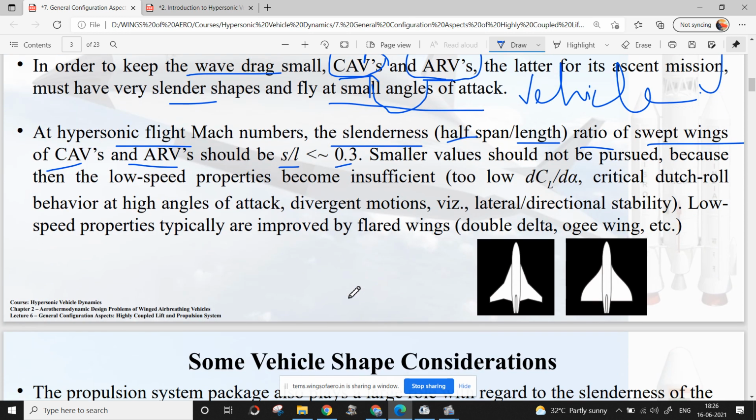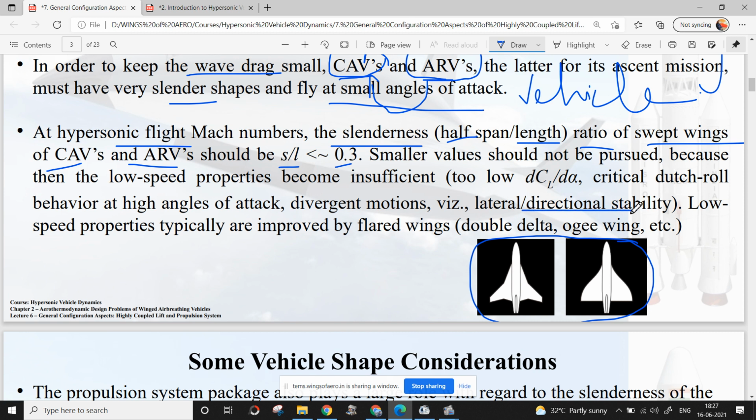Because you have to think about the configurations, right? So you have to think about the structure configurations. The first reason is having lateral or directional stability.